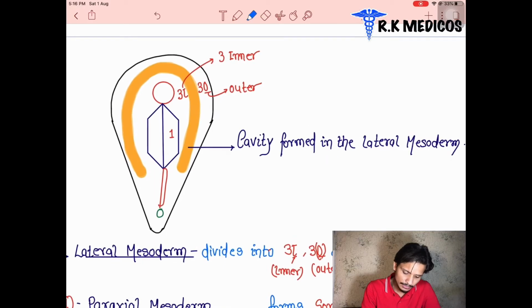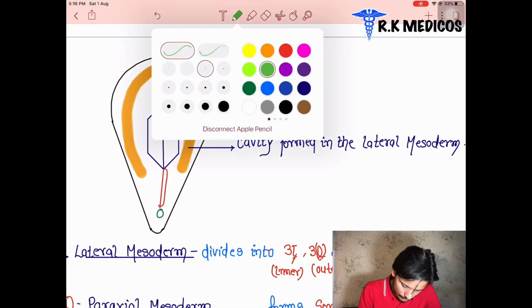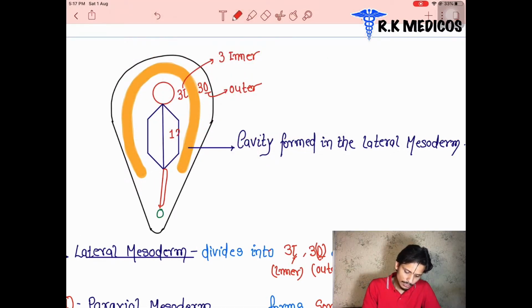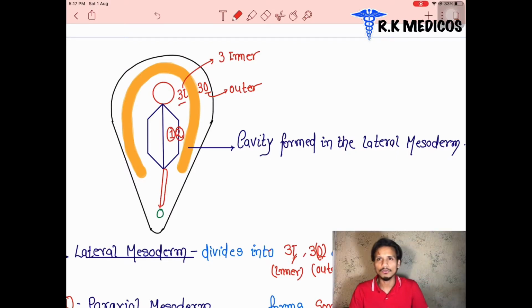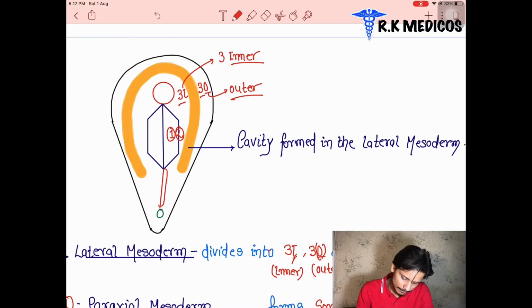We are going to see here the second one. This one is the first, this one is the second, and here is the third I, third O. Third I is basically inner to something, and third O is basically outer to something. O is here outer, I is here inner. So what is this yellow cavity we are looking at here? This yellow is basically a cavity formed in the lateral mesoderm.